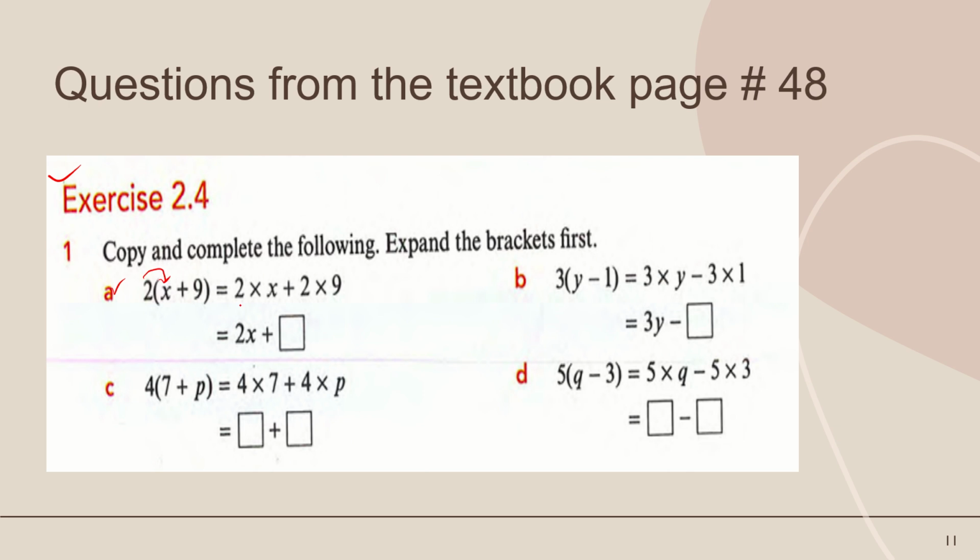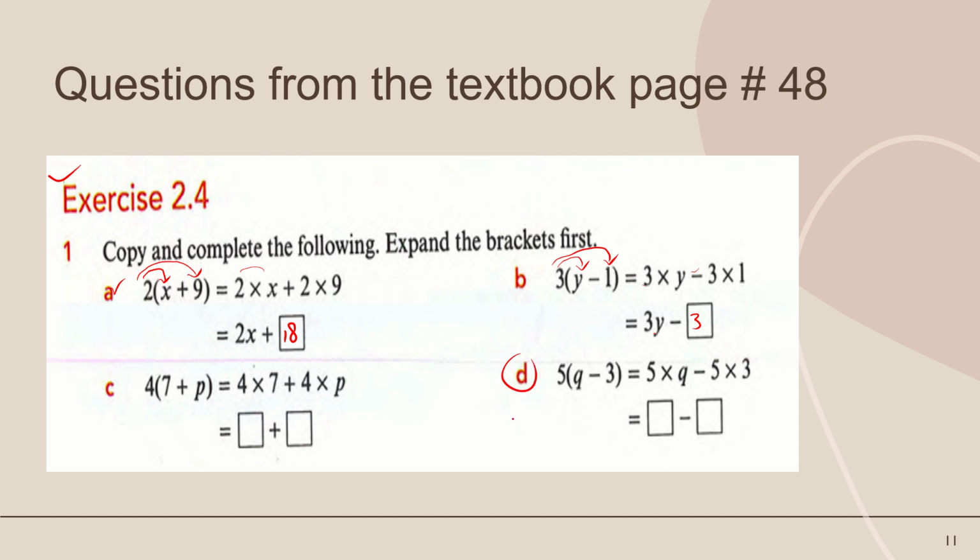Write 2x, 2 into x, then 2 into 9. So 2 times x gives 2x, and 2 times 9 is 18, right? Just write 18 right here. Simple question. Which method are we using? The multiplication arcs method. Part B: 3y, 3 into y, and 3 into 1. Clear? Here is a minus, so we write minus here. 3 into y is 3y, minus 3 times 1 is 3, so write 3 here. Same as part C.